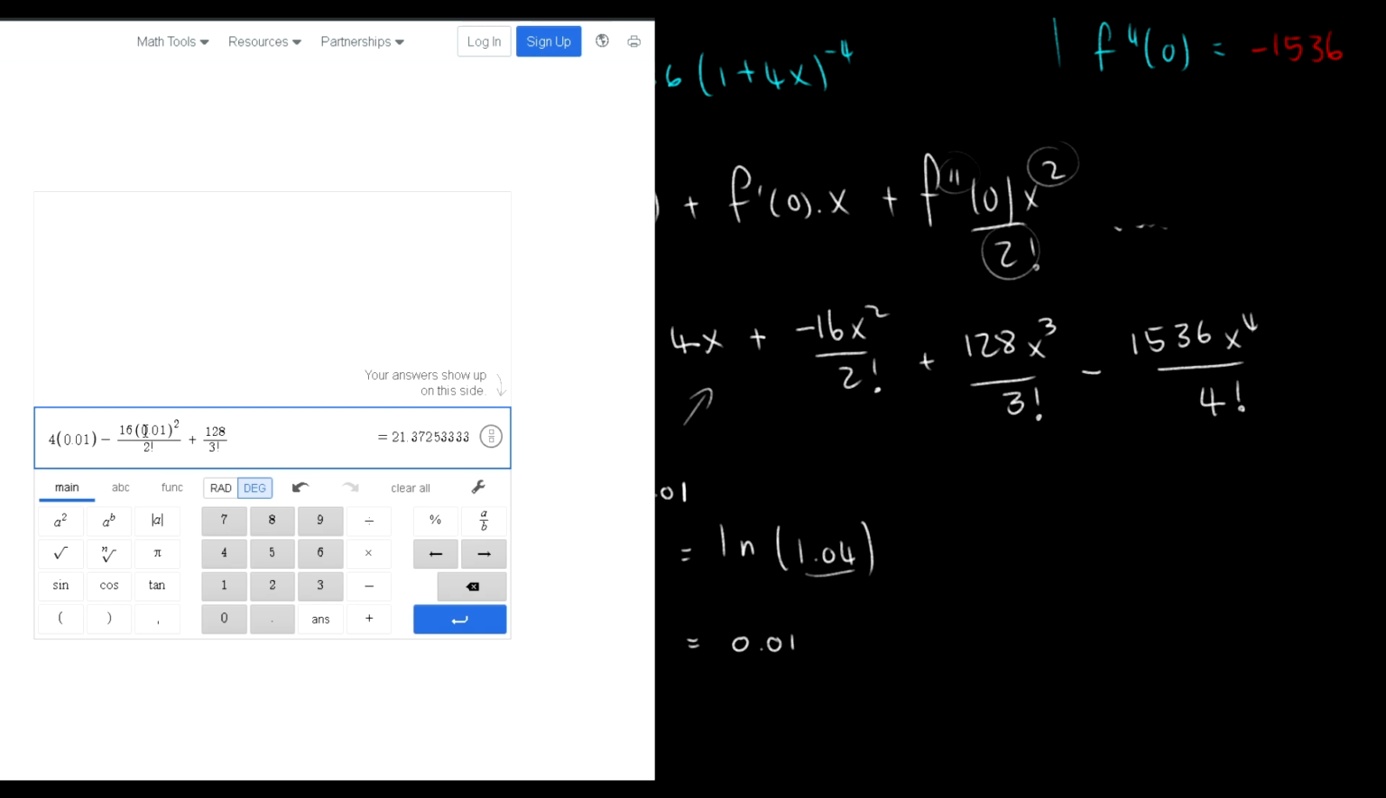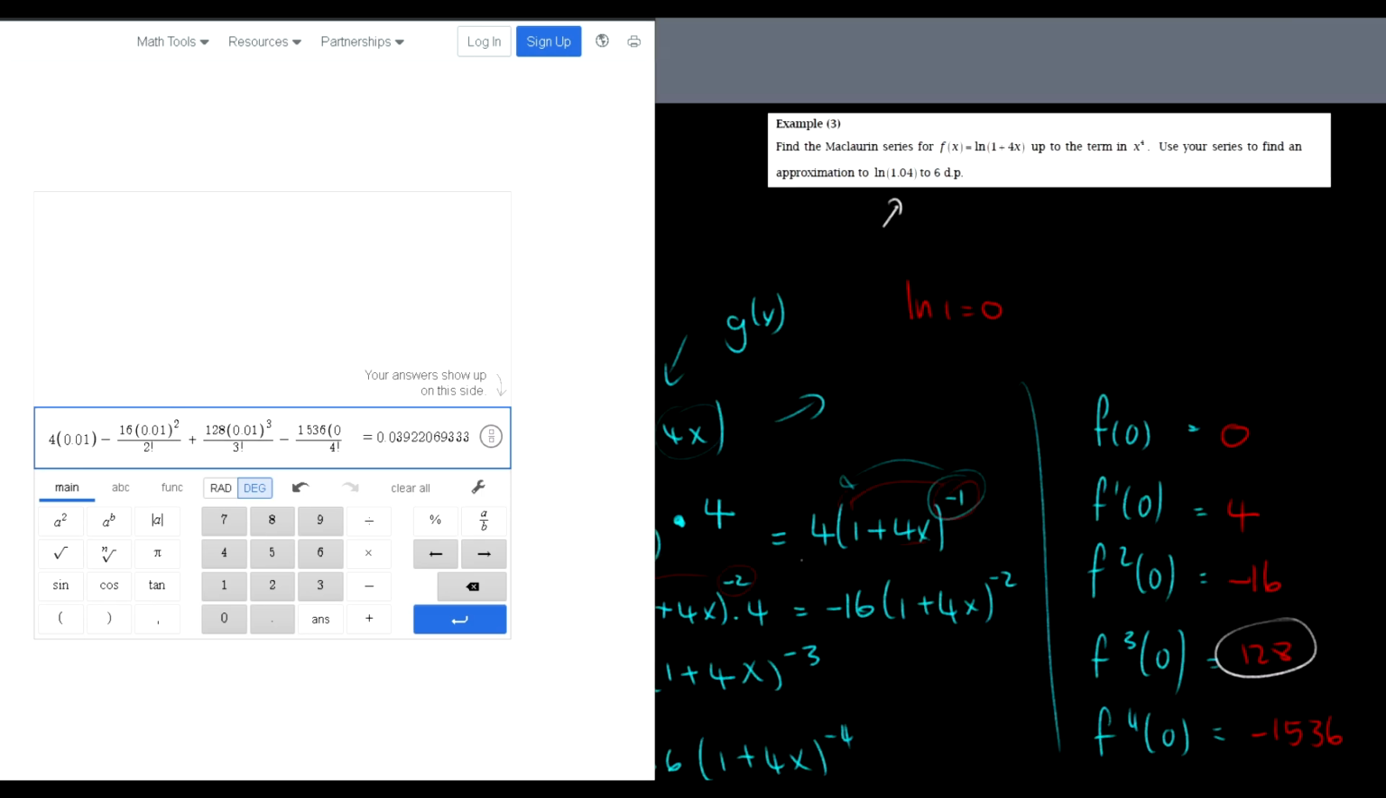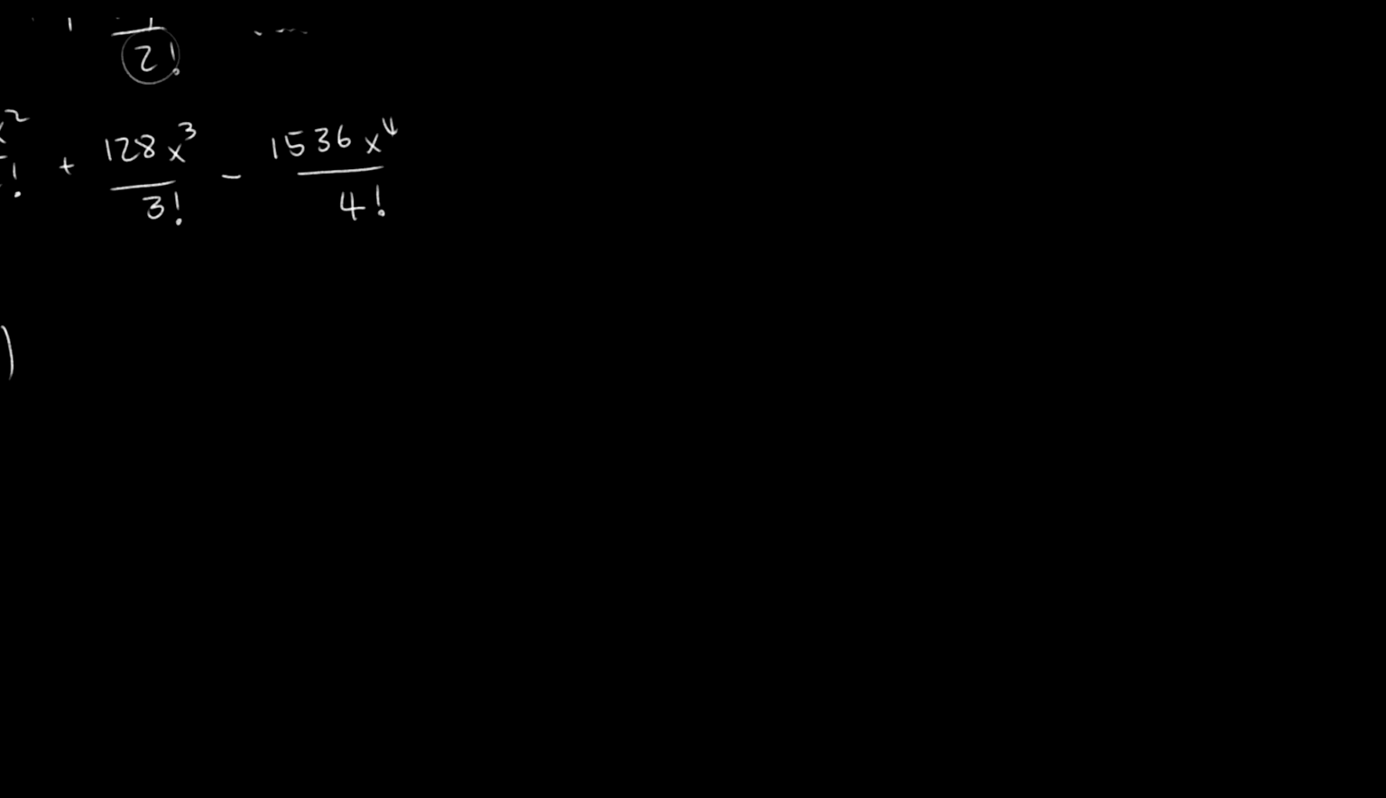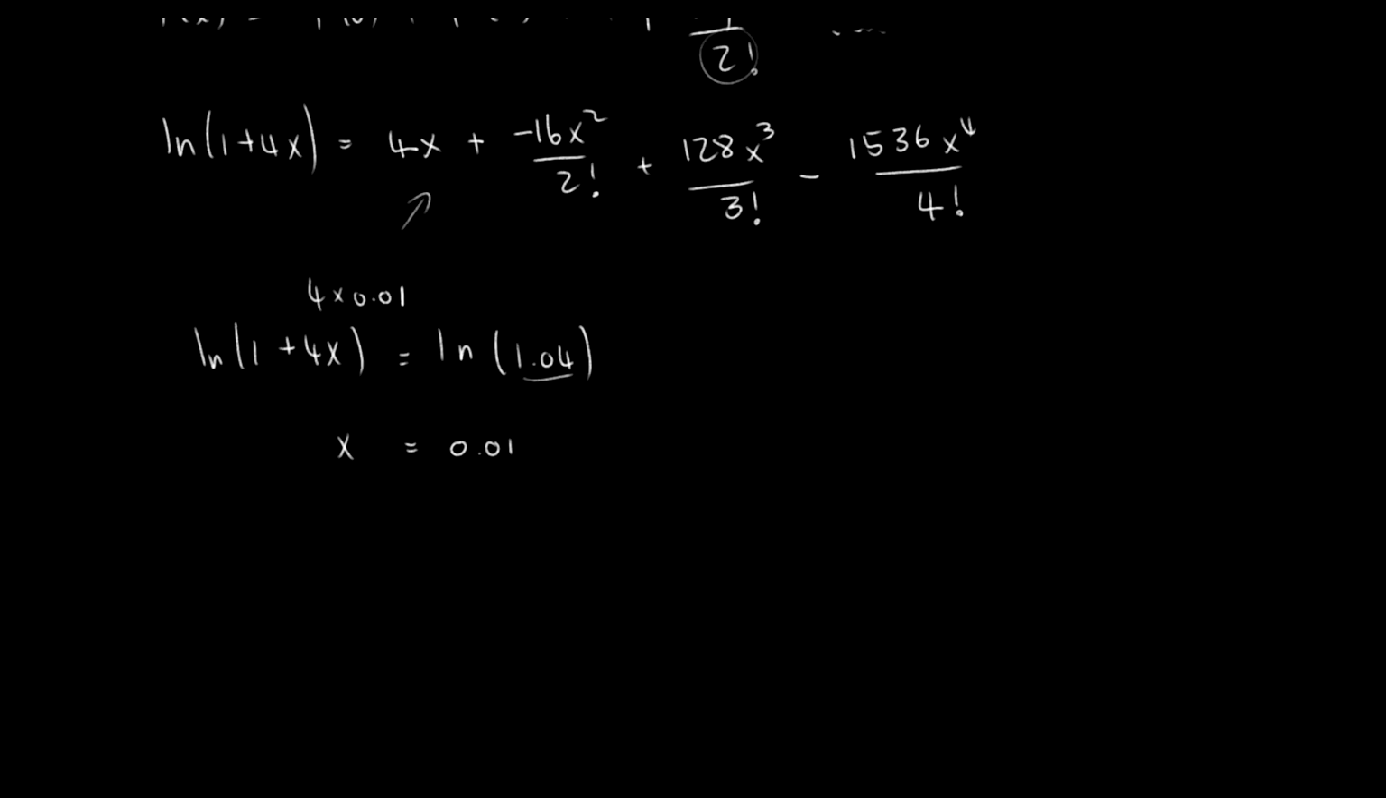Now you can simplify these before you start, of course. I'll show you in a minute what I mean. Minus 1536 over 4 factorial, to the 4th power. Okay, so there's our answer. However, the question was to use the series to find the approximation of ln 1.04 up until the 6th decimal place. So ln 1.04 is approximately 0.01 plus negative 16 over 2 factorial, which simply means negative 16 over 2, so that's negative 8, if you really want to simplify.